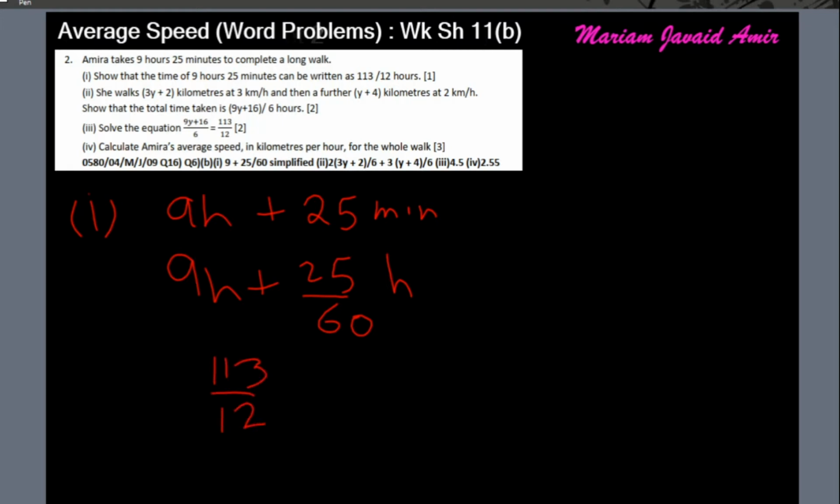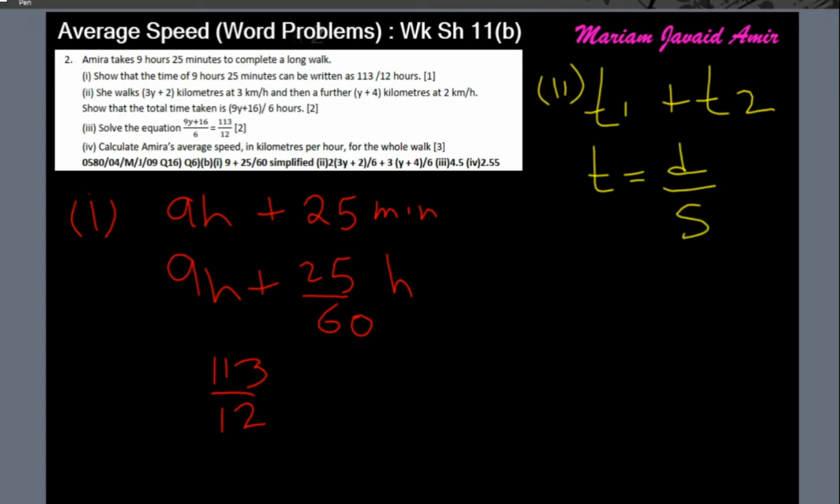Okay. Part 2. She walks 3y plus 2 kilometers at 3 kilometers per hour, then a further y plus 4 kilometers at 2 kilometers per hour. Show that the total time taken is this. So we need the total time, which is time 1 plus time 2. Time is distance over speed. So the distance for the first part of the journey is 3y plus 2 over the speed, 3, and then plus the second distance, y plus 4, over the second speed, 2.